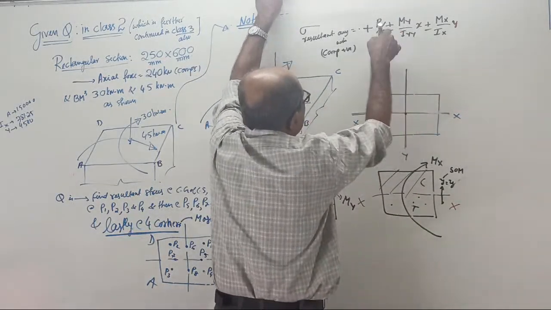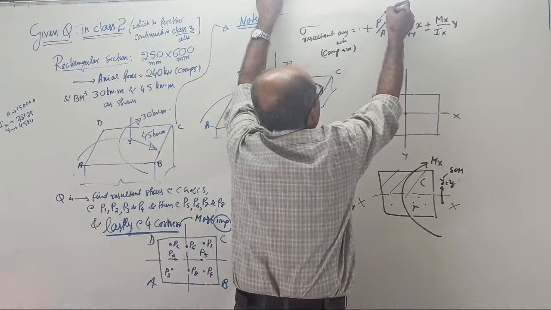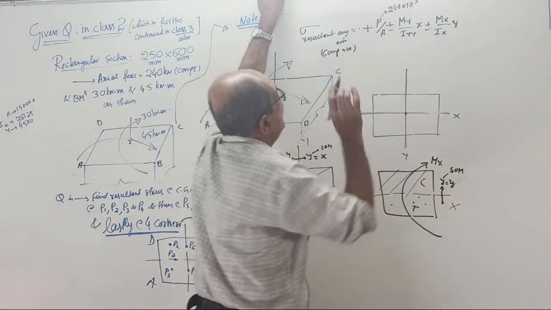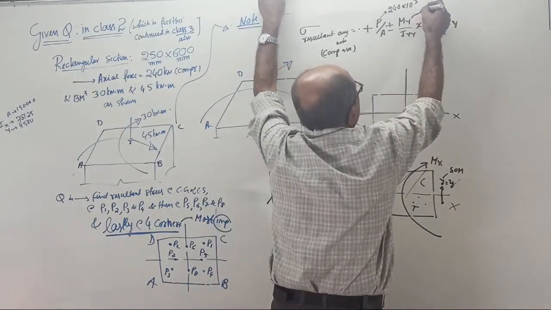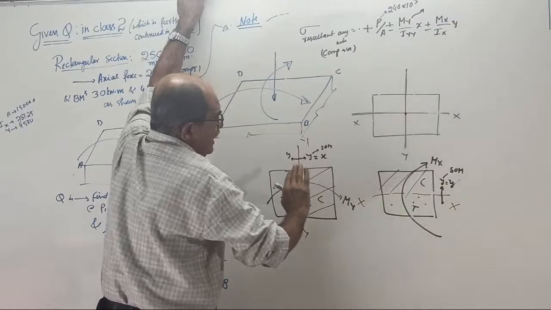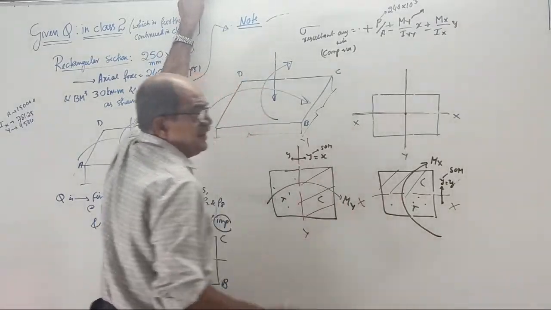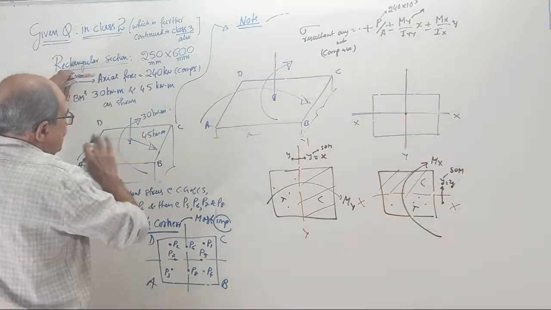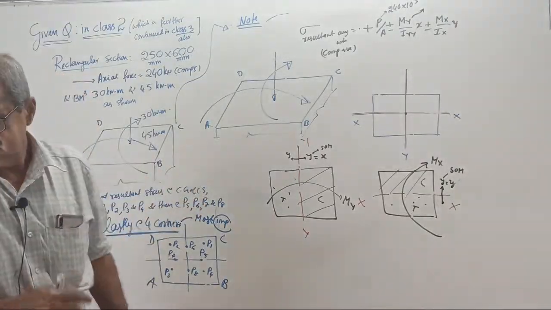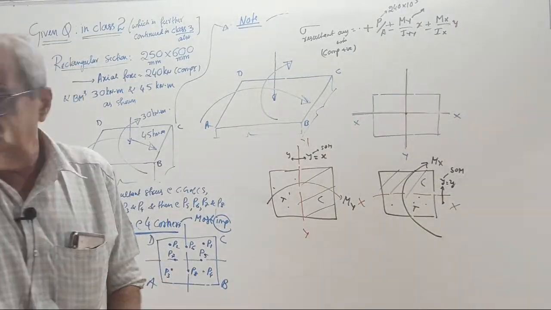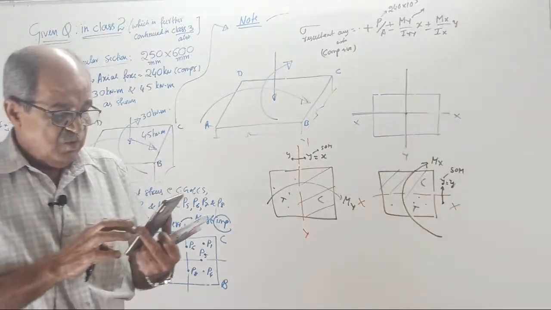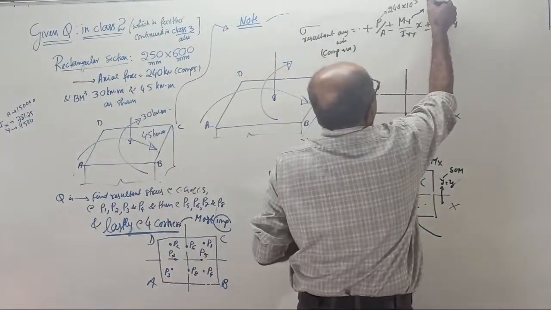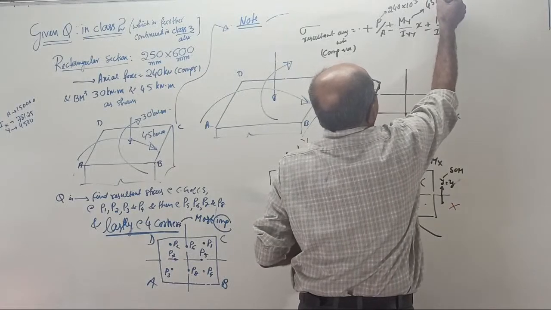Then, at that time, P I substituted correctly, 240 into 10 to the power 3. No problem. And at that time, tell me, I told very clearly, this is My. Tell me My value. What is My value? First. What is My value? Here. What is My value? 45. Your My is 45 kilonewton meter.